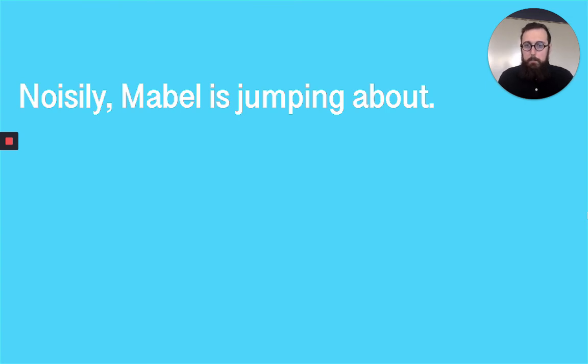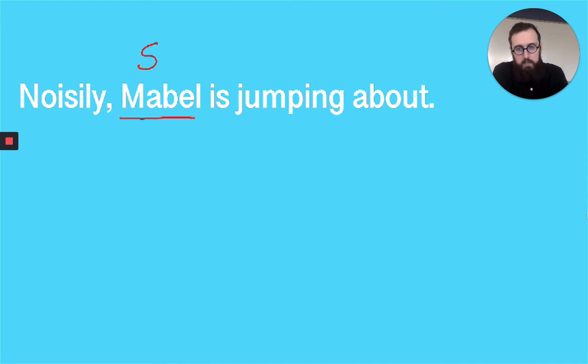Noisily, Mabel is jumping about. So in this sentence, it is a sentence because it expresses a complete thought. It is a declarative sentence because it makes a statement. This sentence is about Mabel. So I'm going to put a capital S and underline it.